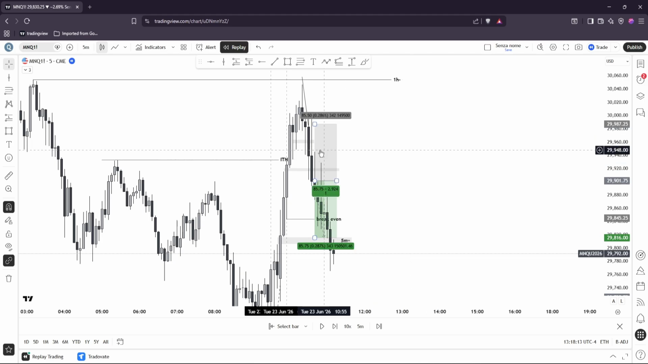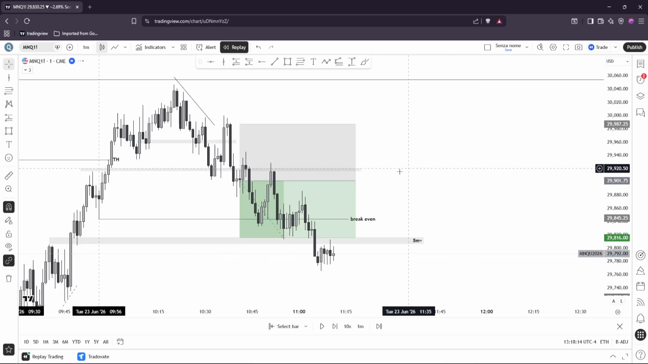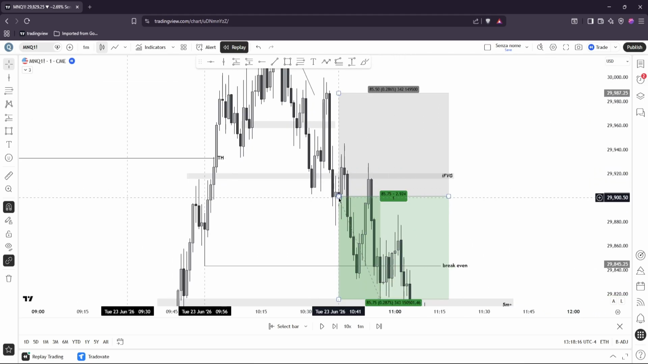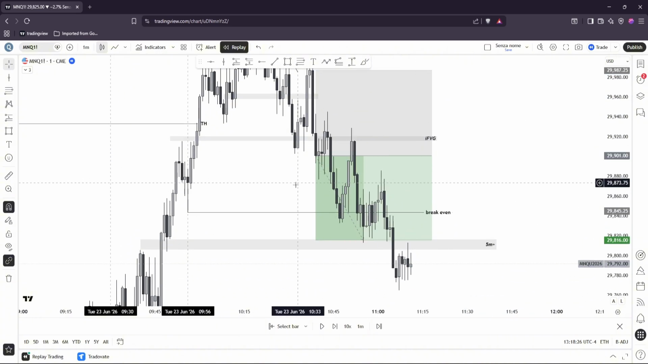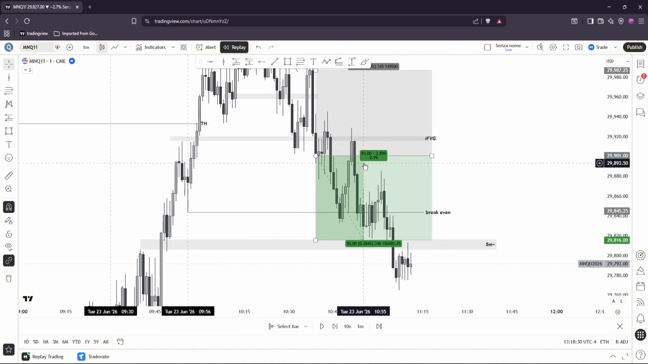Later price actually inverted this 5 minute. My entry was actually not here. I was just looking at this candle right here. My entry was kind of higher since price went higher, so there was slight slippage, but this was good slippage. And then my target was just at 1 to 1.